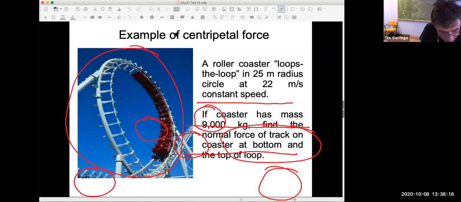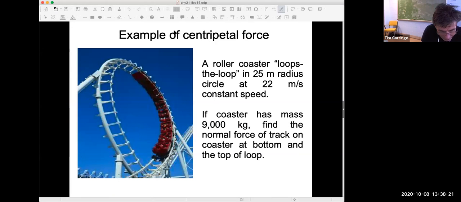I'm going to show you one more example. Okay, so here I'm at Kings Island, I guess. Actually, I haven't been there for a while. A roller coaster loops the loop in a 25-meter radius circle at a speed of 22 meters per second. So that first paragraph tells us the radius and the speed of a circular motion. They're telling us the ingredients in a centripetal acceleration. In the next paragraph, they tell us the roller coaster has a mass of 9,000 kilograms. So they've also told us all the ingredients in centripetal force.